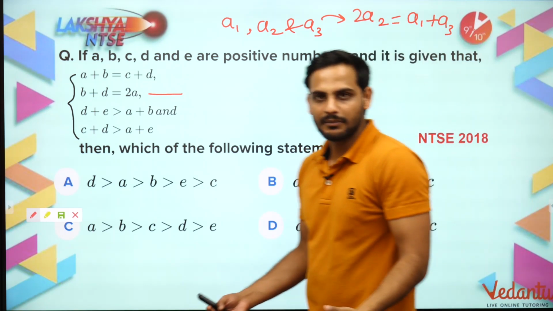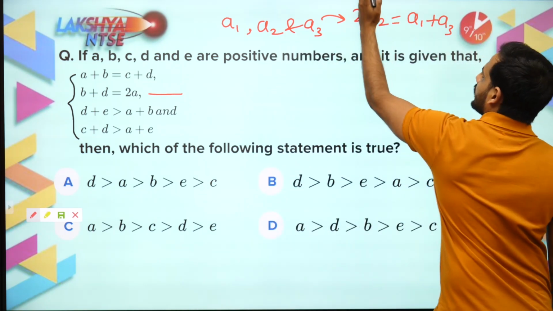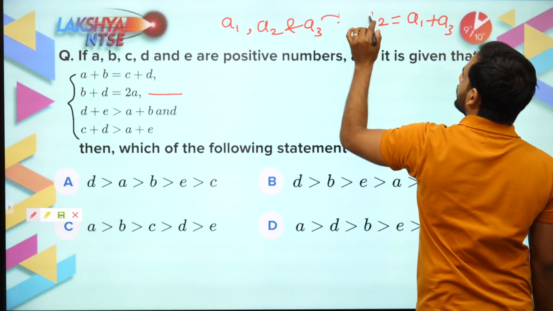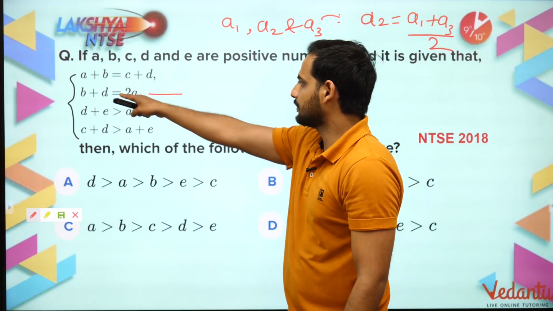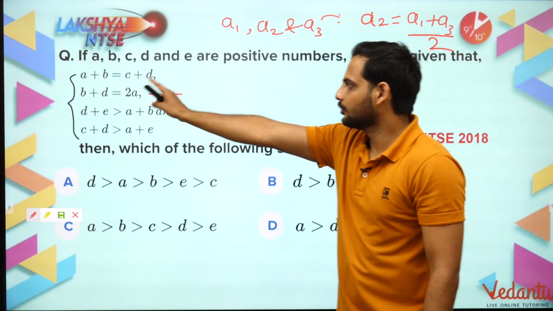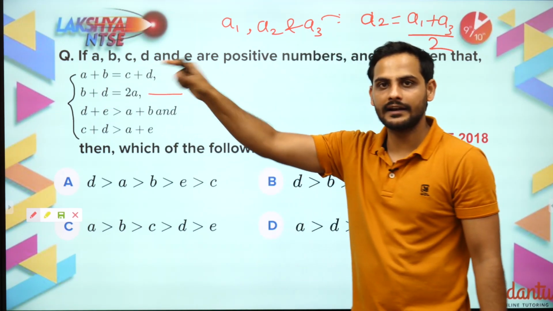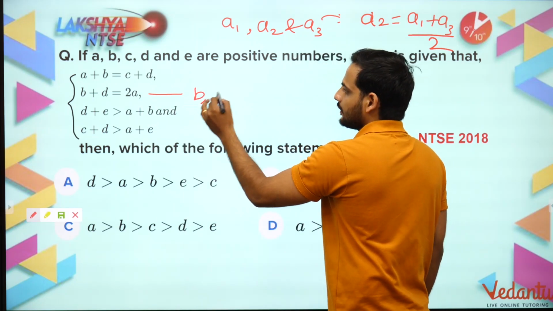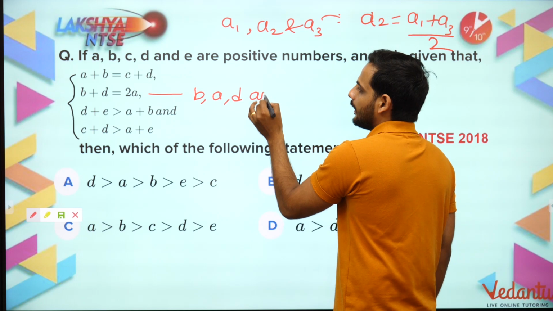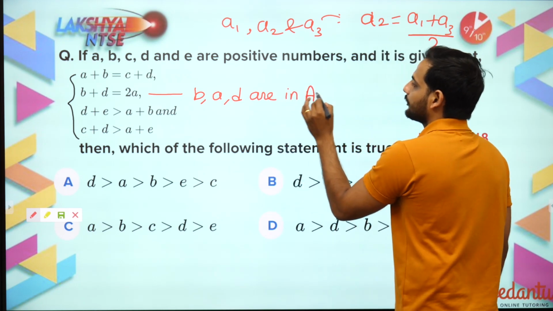Okay, this is what your arithmetic mean is. Remember, this 2 will go down there. So you will be getting your arithmetic mean A2 is equal to (A1 plus A3) by 2. Remember, same thing is here. So from here you can say B, A and D are in AP. A will be the middle term, right? So you can say B, A and D are in AP.